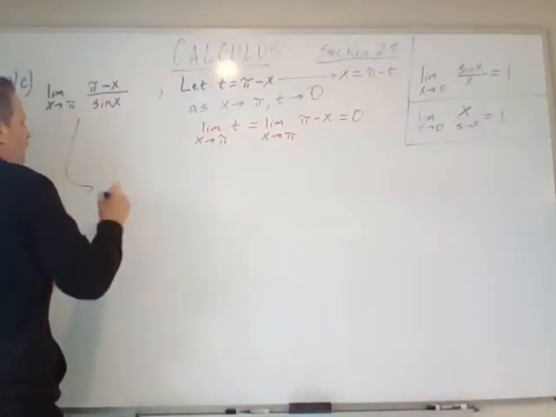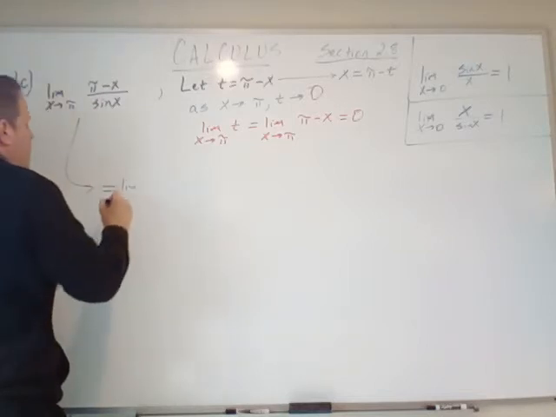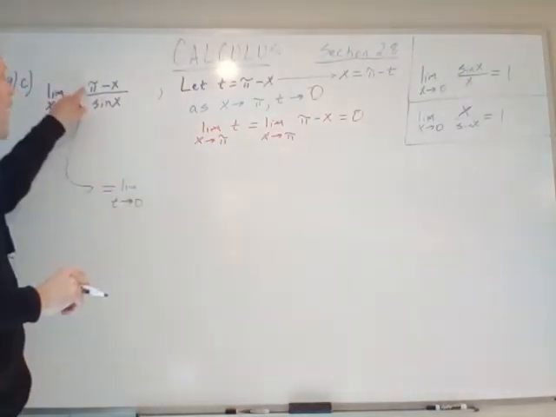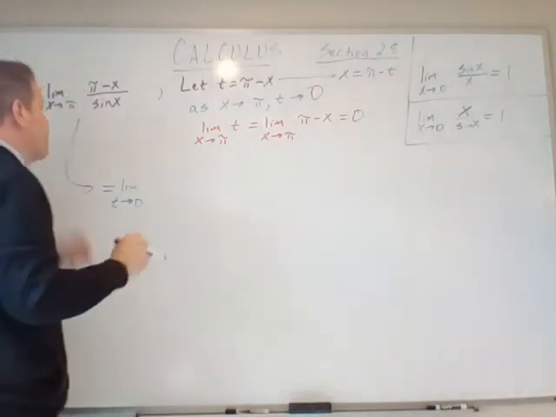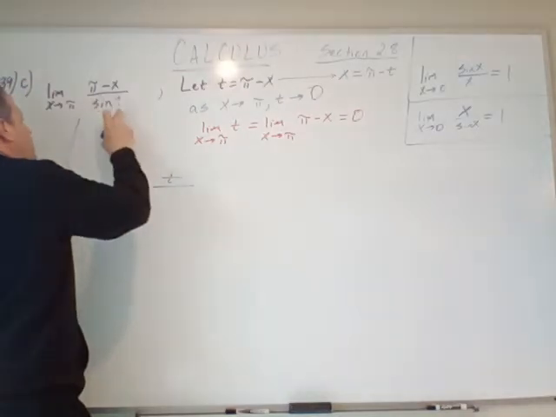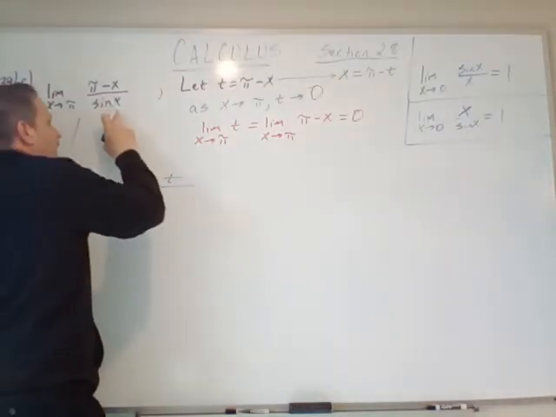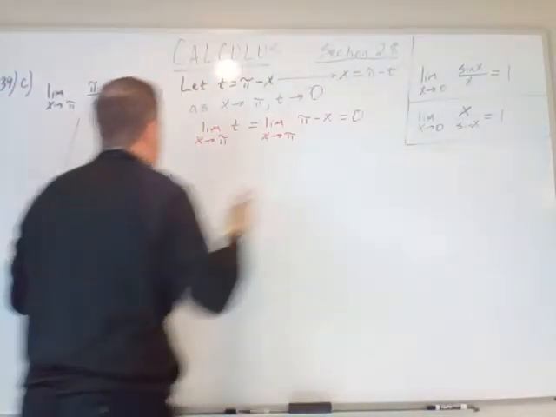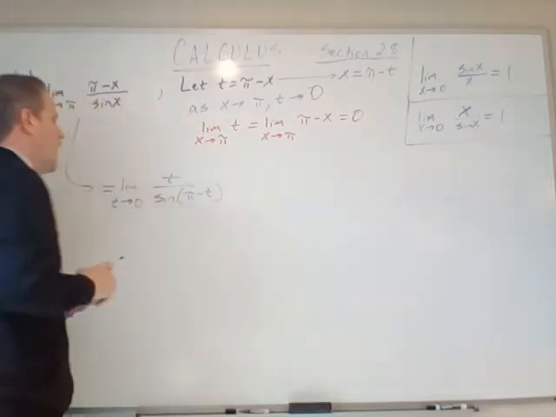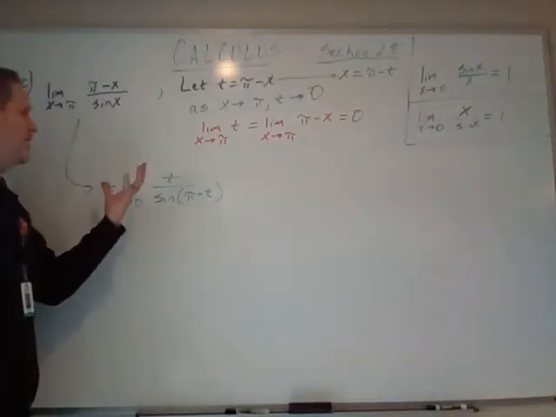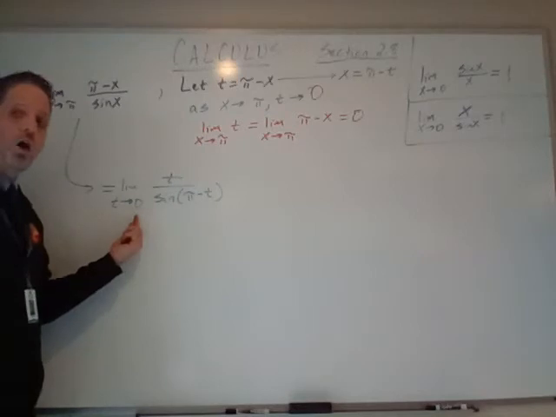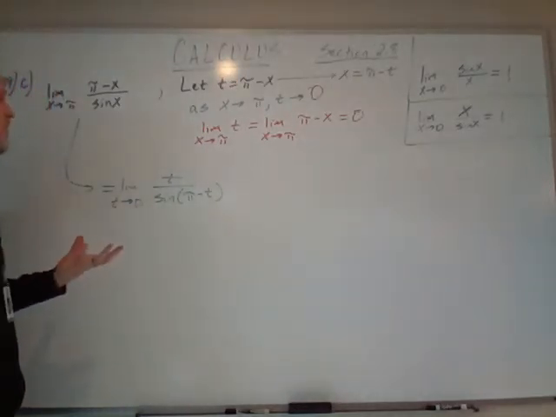So we've got our limit now as t goes to 0. That's from our let statement. Instead of pi minus x, we have t. And again, that's according to our let statement. Now we've got the sine of x, but instead of the sine of x, we have the sine of pi minus t. So now we've got an equation where we're evaluating the limit as t goes to 0. We're all in terms of t. So everything looks good here.